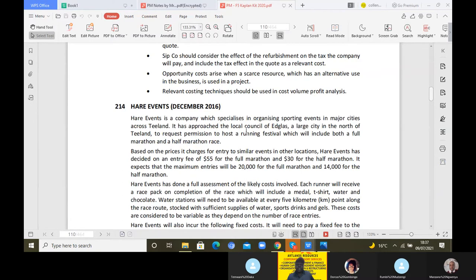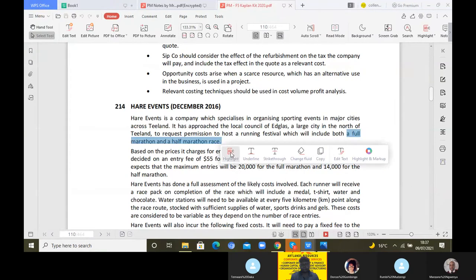Hair Events is a company which specializes in organizing sporting events in major cities across Thailand. It has approached a local council of Agelas, a large city in the north of Thailand, to request permission to host a running festival, which will include both a full marathon and a half marathon. So you can see here that the running festival has two products: the full marathon and the half marathon.